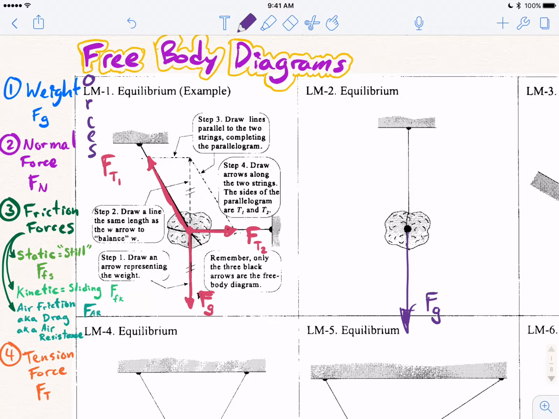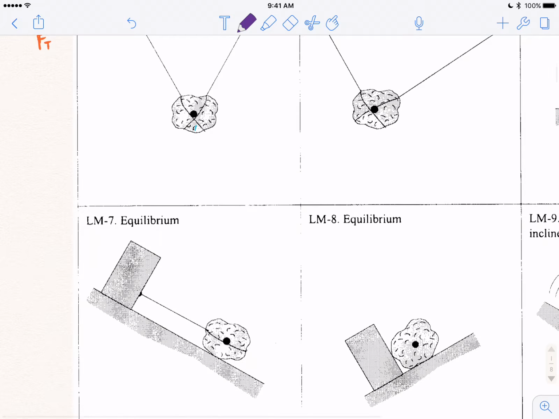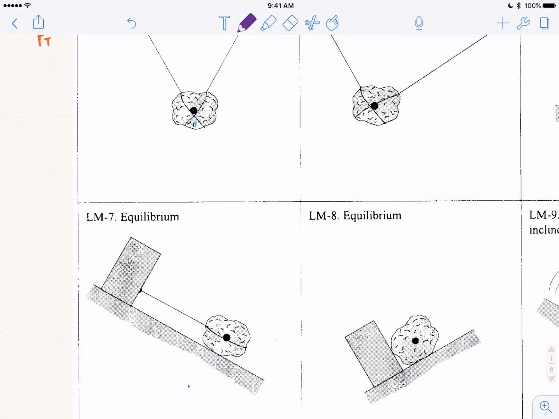The next thing you're going to look for is normal force. You're going to look for the object touching a surface, and the normal force is always going to be exactly normal to, which means perpendicular to the surface there. And I'm going to label that capital F and then a subscript N.